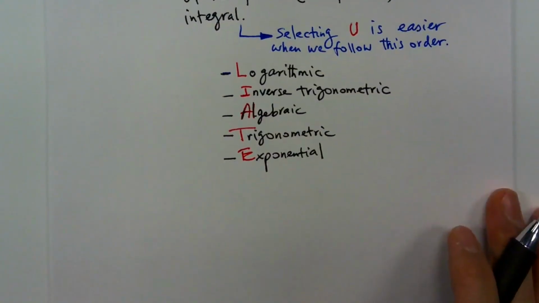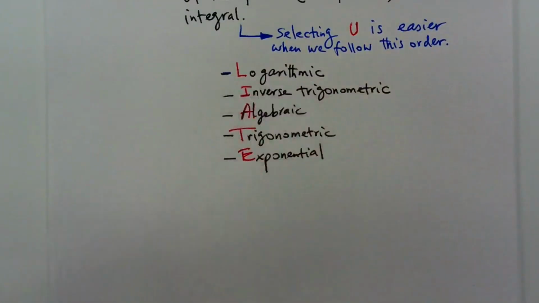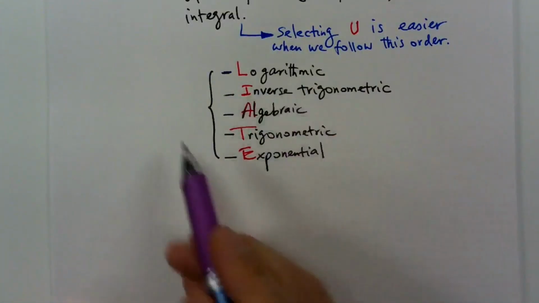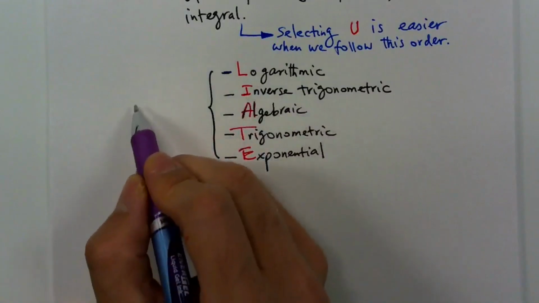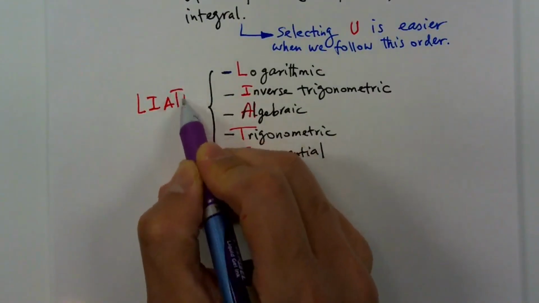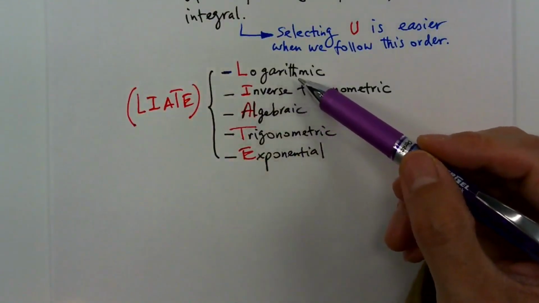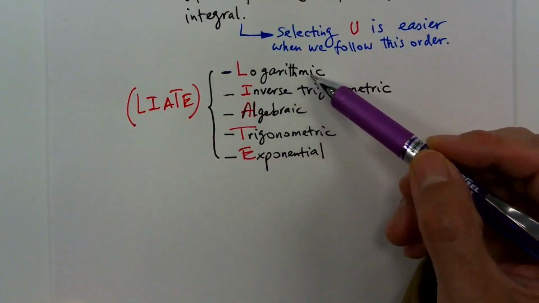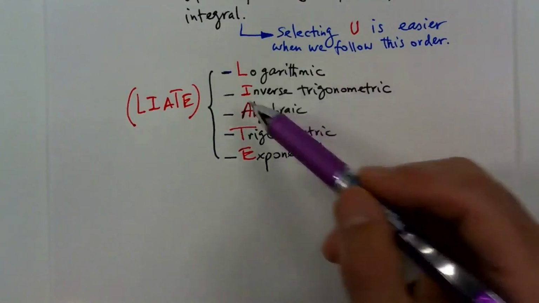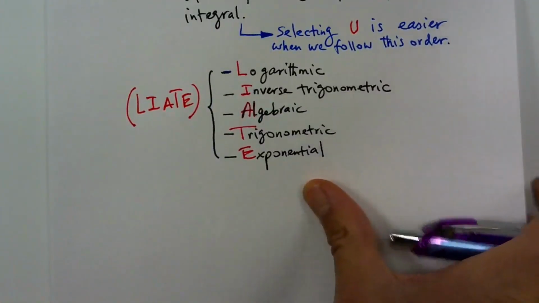I just used the first letters to create a system of remembering this list, and let's call it L-I-A-T-E. Notice that the logarithmic functions are on the highest level. So if you have that, then you know you have to take that log function as the u. That's how we pick that.